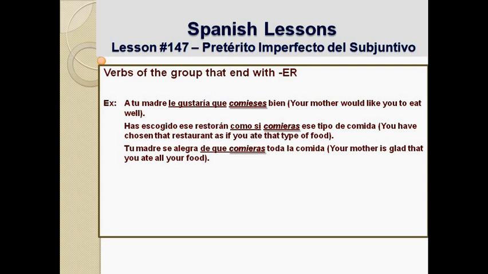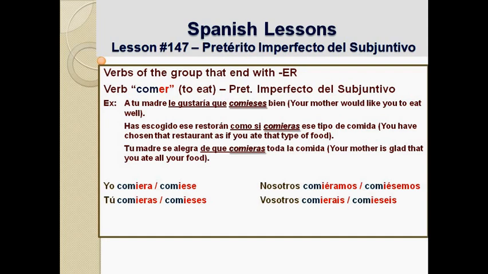Our third example is, tu madre se alegra de que comieras toda la comida. Your mother is glad that you ate all your food. So comieras here is also pretérito imperfecto del subjuntivo.